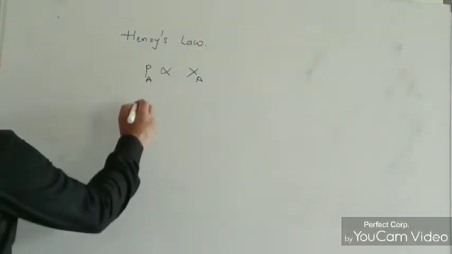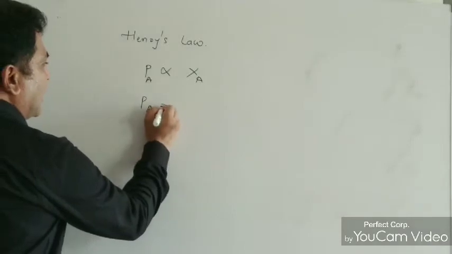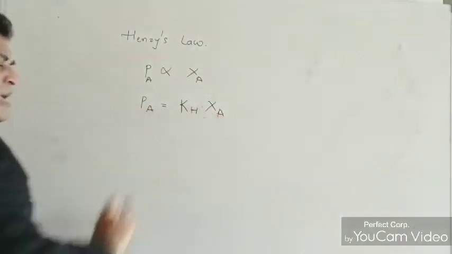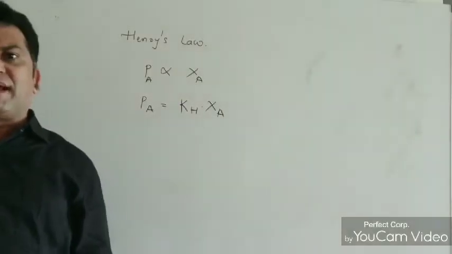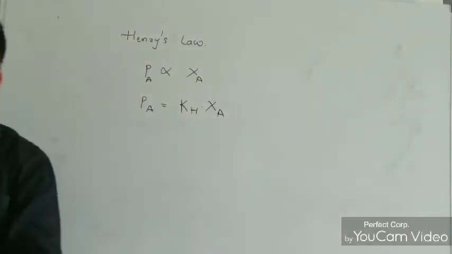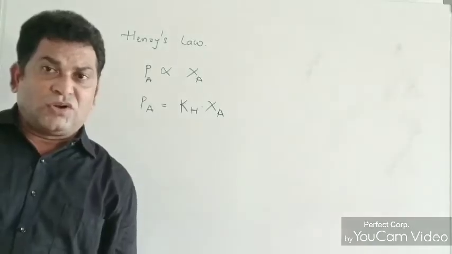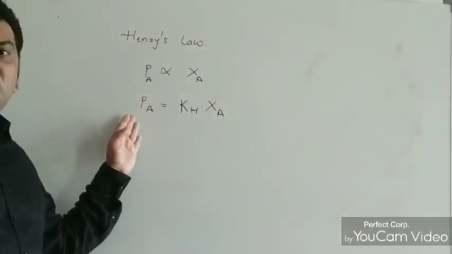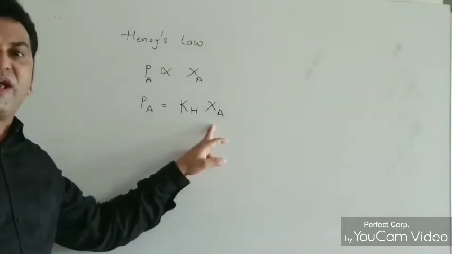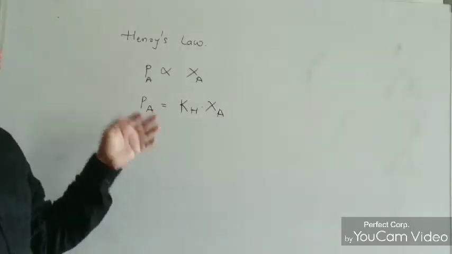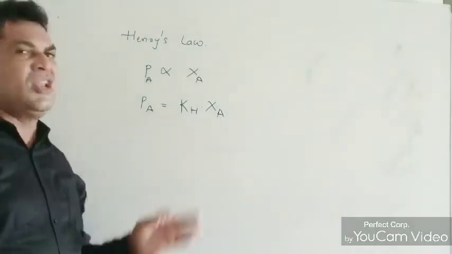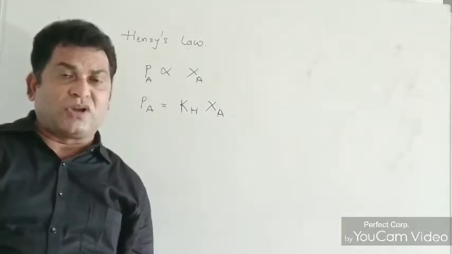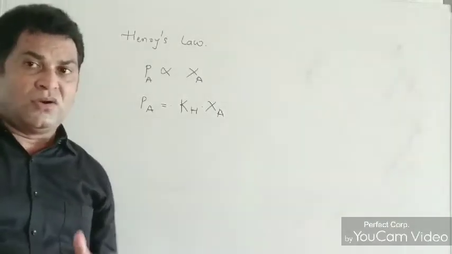To remove proportionality, we have to add some constant, and this constant is known as the Henry constant. What name do we know this constant by? We know it by the name Henry constant. So I hope you understand this point, that the pressure of anything depends on its mole fraction, and due to that reason we have the value of KH. KH is known as Henry's constant.